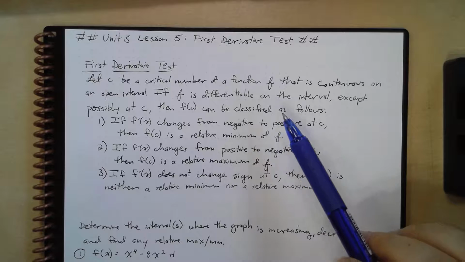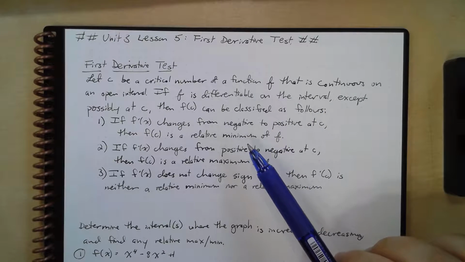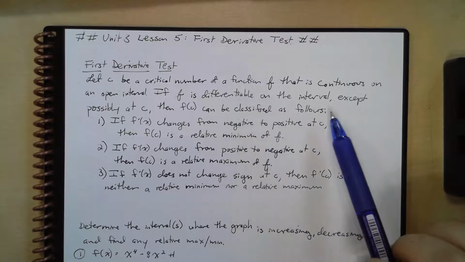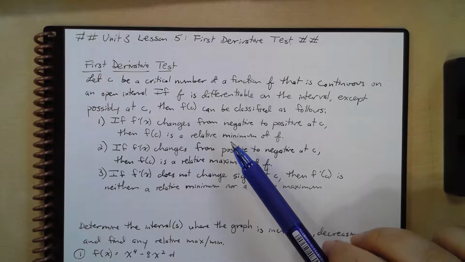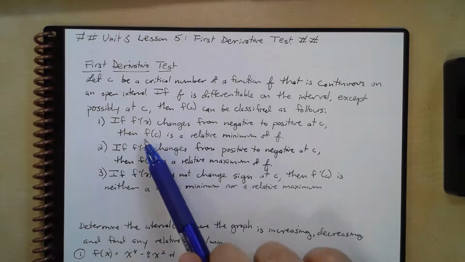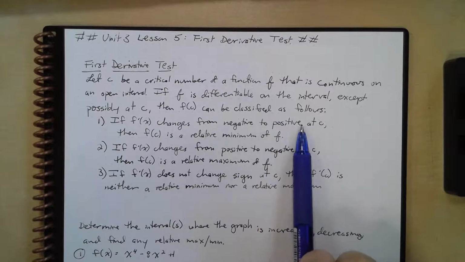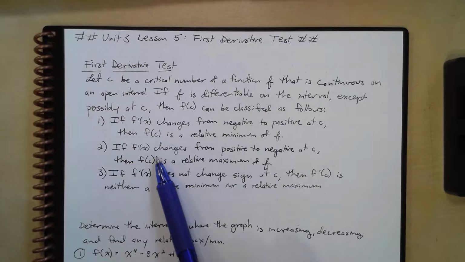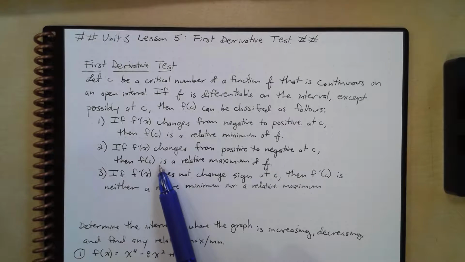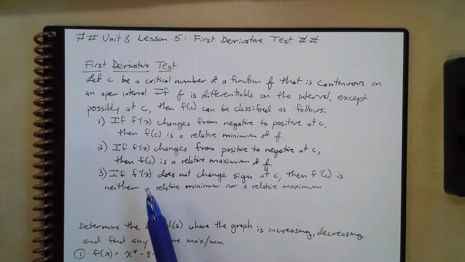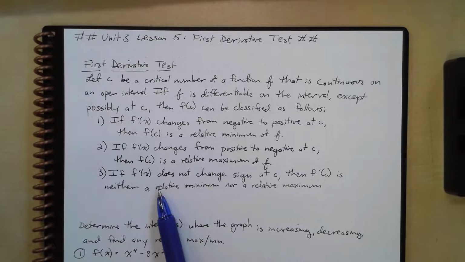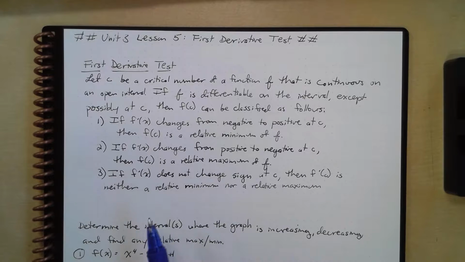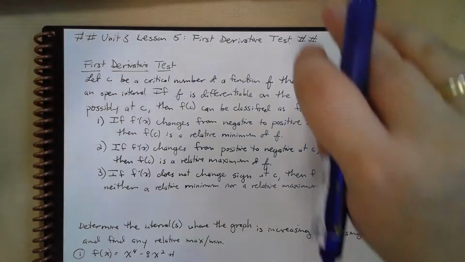Let c be a critical number of a function f that's continuous on an open interval. If f is differentiable on the interval, except possibly at c, then f of c can be classified as follows. If the derivative changes from negative to positive at c, then f of c is a relative minimum. If the derivative changes from positive to negative, then f of c is a relative maximum. If f prime of x does not change sign at c, then it's neither a relative minimum nor a relative maximum. Okay, what does this all mean? Well, let's go through an example and then you'll actually see this in action.